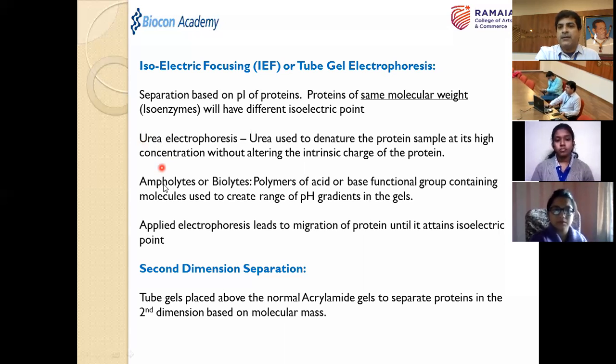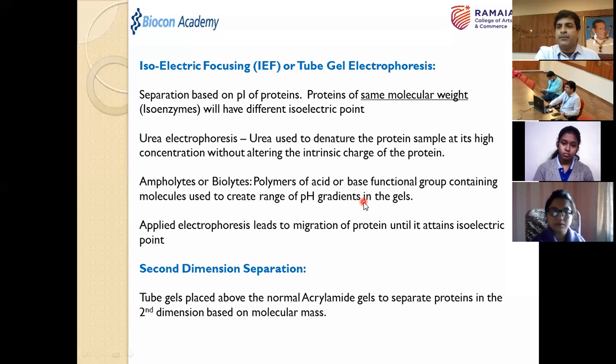And I also told you that you are separating the first dimension sample components. So you have denatured here, urea, and ampholytes. These ampholytes in the gel form a gradient. These are nothing but the polymers of acid and base functional groups. Acid and base polymers at different ranges form particular pH regions in the gel.